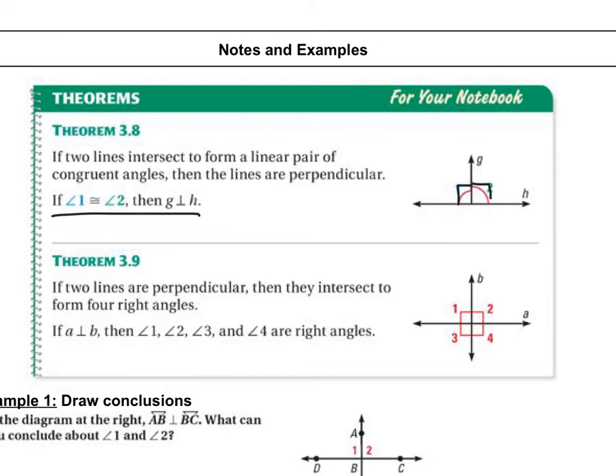Theorem 3.9, if two lines are perpendicular, then they intersect to form 4 right angles. Kind of one of those no-brainer theorems, because we know that they intersect to form a right angle. And if one angle is right, by vertical angles we know that one is a right angle. By supplementary angles, we know that's right, so on and so forth. So if two lines intersect and they're perpendicular, all of those angles are right angles.